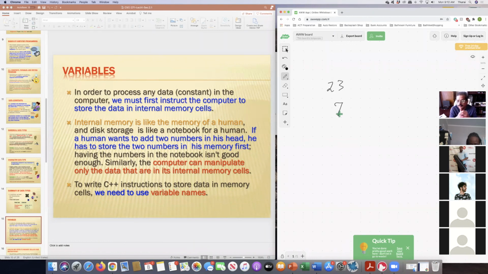And what is the last step now? You have the answer in your head. What's the next step? I have to say the answer. You say the answer, exactly. These are the exact steps we have to write to make it all happen in the computer.